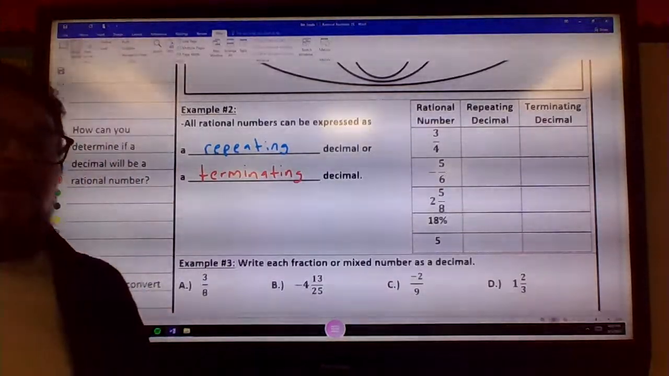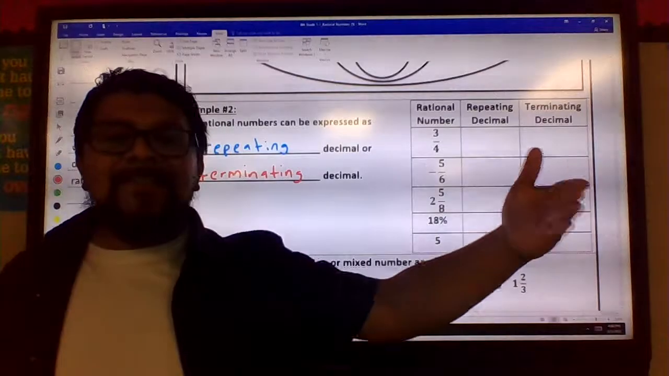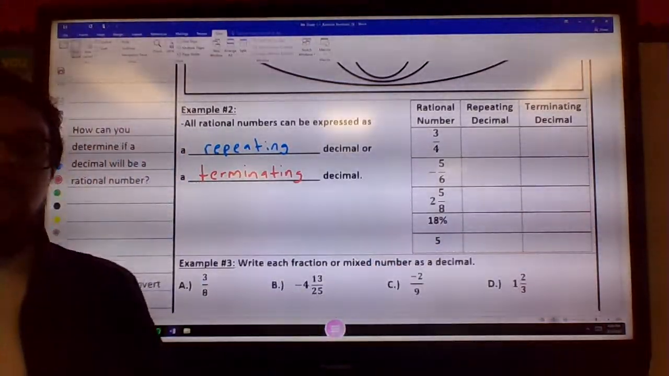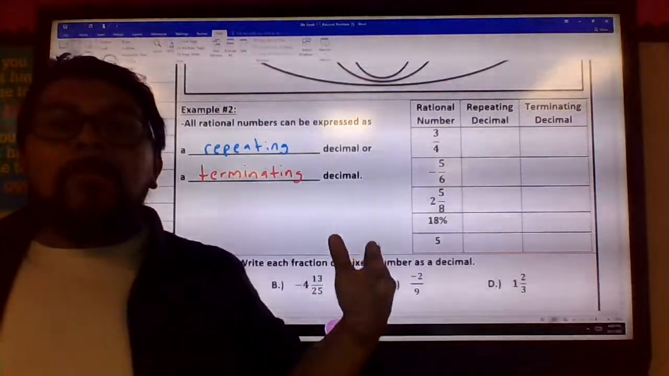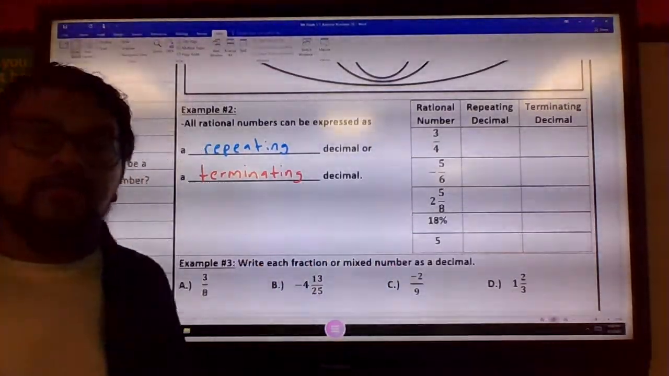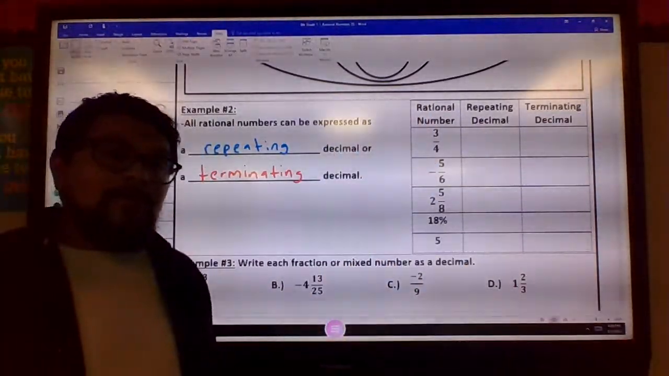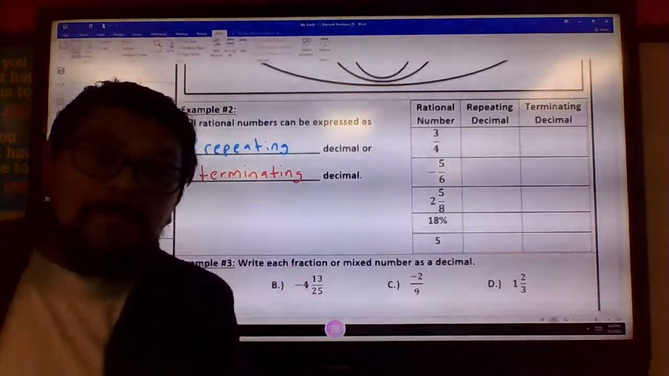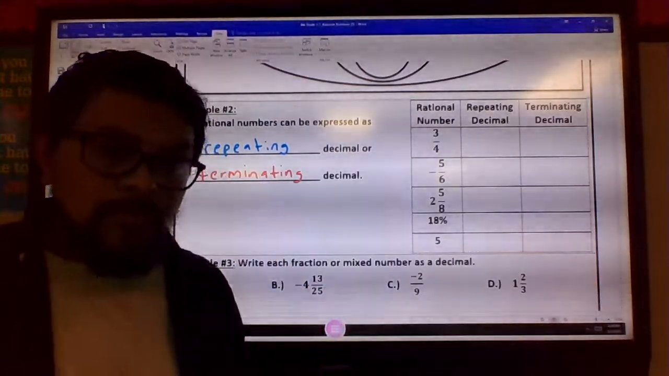So like 1.33333, 2.66668, or it could even do something like 1.21212121. It can do that. A terminating decimal is a decimal that stops. So it's something like your GPA, 2.31 or 4.12.